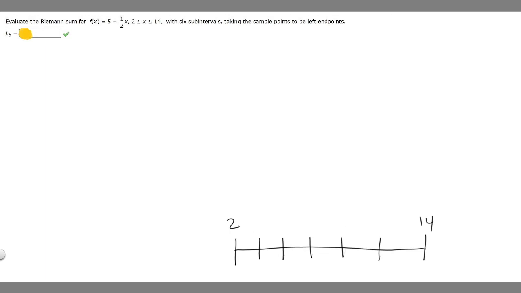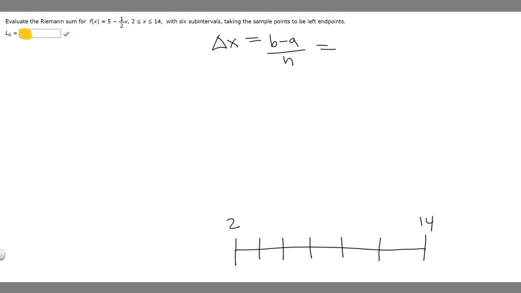And so in order to do that, what we need to find is delta x. And so basically delta x is just the change in x for each of our intervals. So if this is one interval, we can find the distance between it and then just add it to it. So delta x is what we're going to find. So delta x is going to be equal to b minus a over n. Let me explain to you what each of these are.